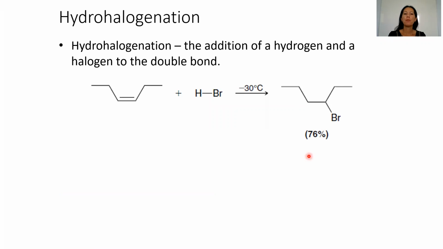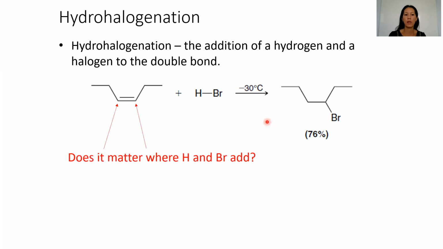So the first type of alkene addition reaction we're going to talk about is the hydrohalogenation, adding a hydrogen and a halogen across the double bond. So this is going to occur where you break the double bond, you add H and Br. Here we're not showing the H because we showed the bond line drawing. Doesn't matter where the H and Br add. In this case, it doesn't matter because you'd end up with the same sort of product if you flip the molecule over because this is symmetric. But when it's asymmetric, it does matter.